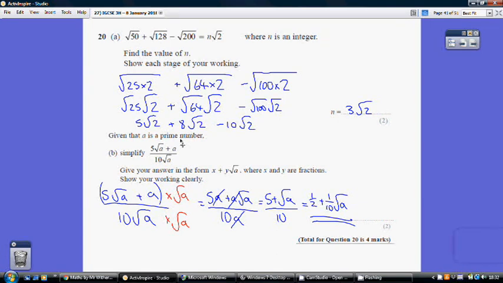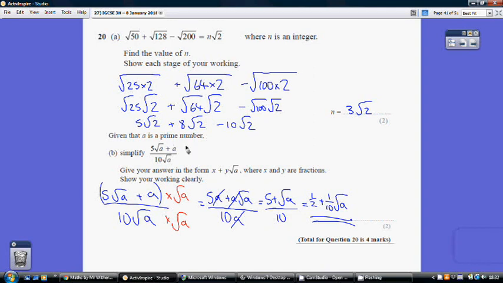Now for part B, we've got to simplify this. So we need to no longer have a denominator. We need to undo the root A. Okay, the 10 will be fine because we can just divide each of the terms in the numerator by 10 at the last minute. But what we really need to undo is this square root of A being on the denominator. So how do we do that?